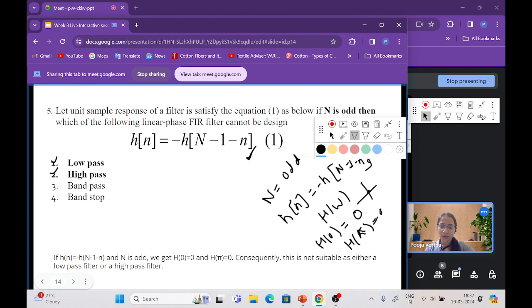So if a filter or impulse response is linear phase and n is odd, then we cannot design a low pass or high pass filter. Okay. Okay. Moving to the next question.